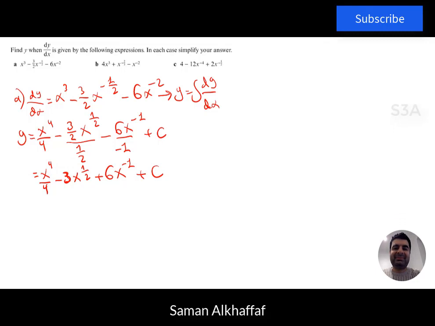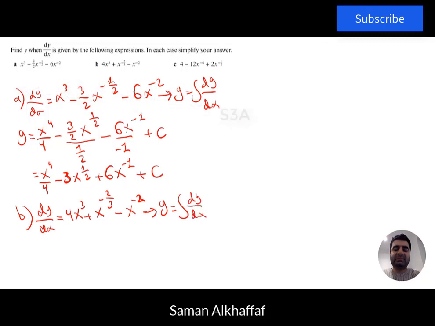For part B, we are looking at dy over dx is 4x cubed plus x to the power of minus 2 over 3 minus x to the power of minus 2. So for us to find y, that means we need to integrate dy over dx.